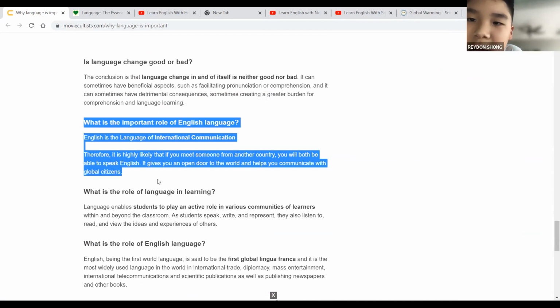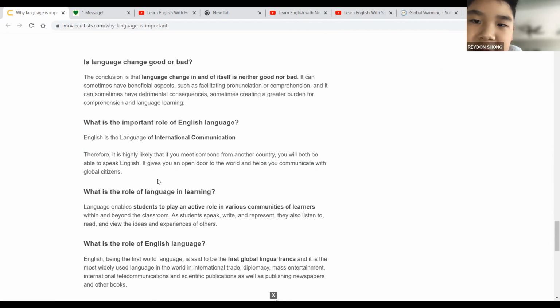What is the important role of English language? English is the language of international communication. Therefore, it is highly likely that if you meet someone from another country, you will both be able to speak English. It gives you an open door to the world and helps you communicate with global citizens.